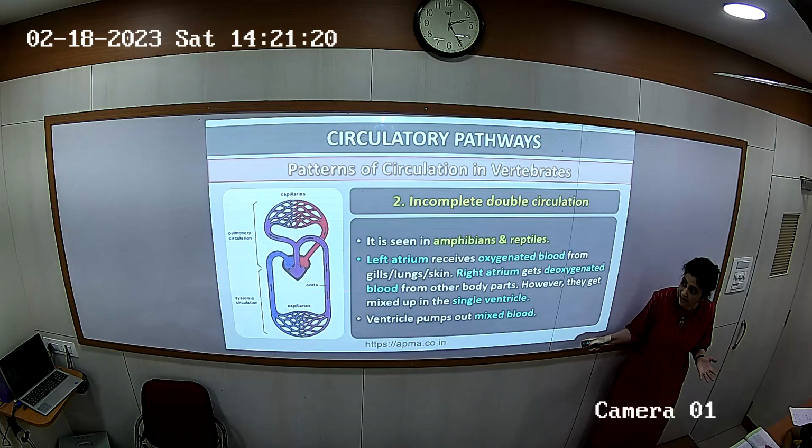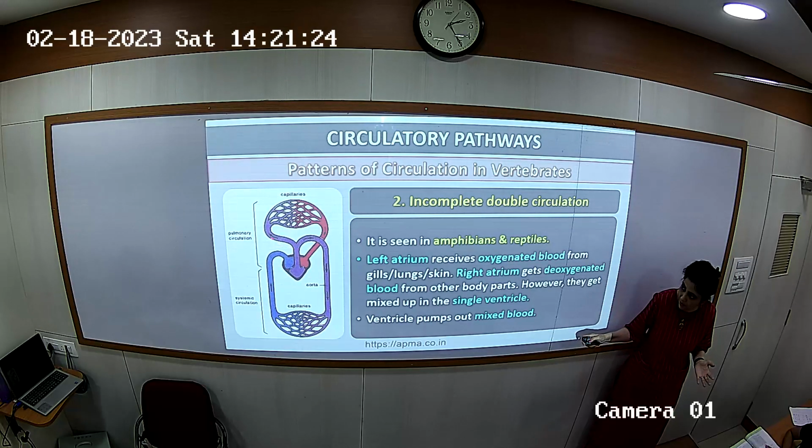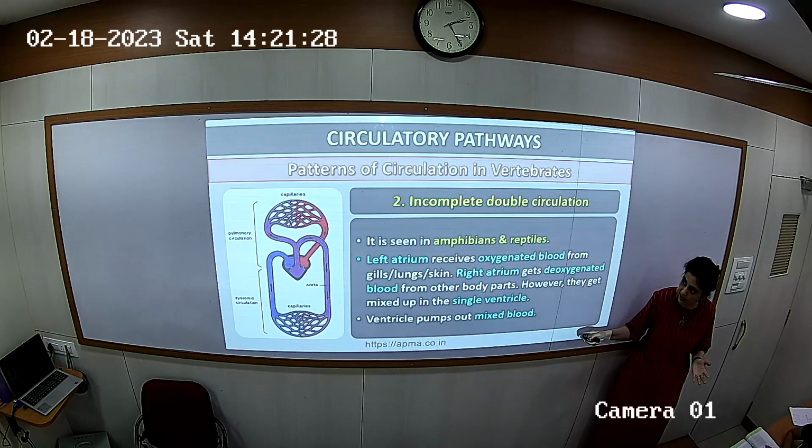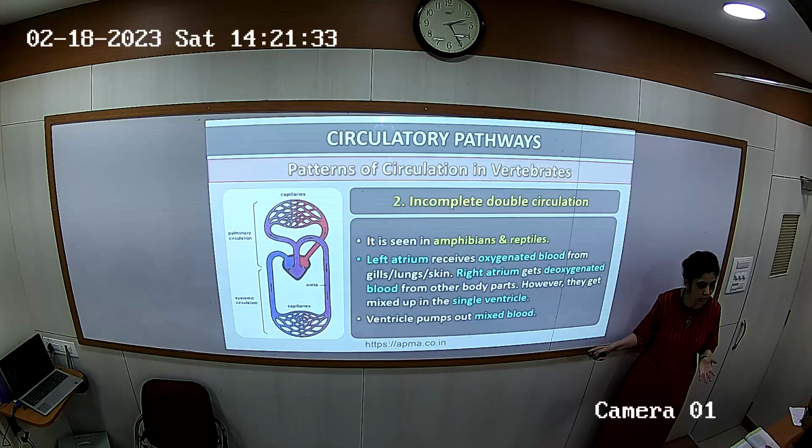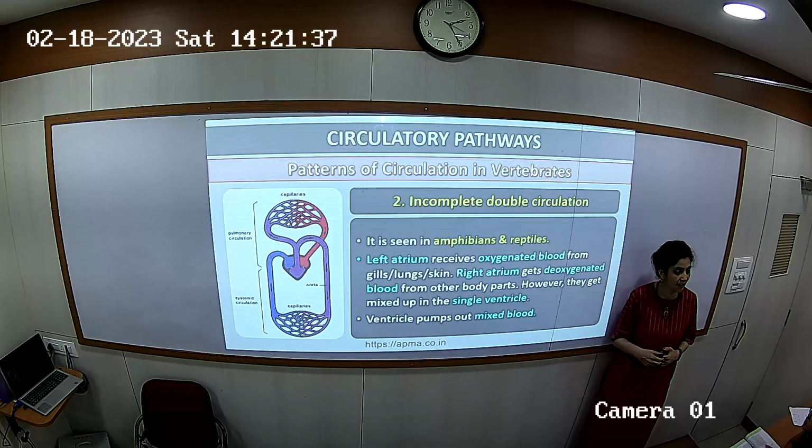Okay? And this mixed blood is then leaving by a common artery, and this common artery now divides into the pulmonary artery which goes to the lungs for oxygenation, and a systemic artery which goes down, which is called the aorta, which goes to the tissues. So this is seen in amphibians and reptiles.